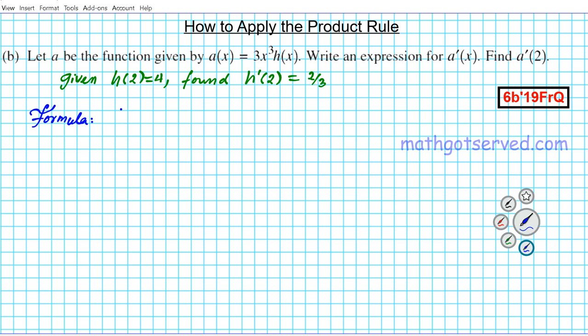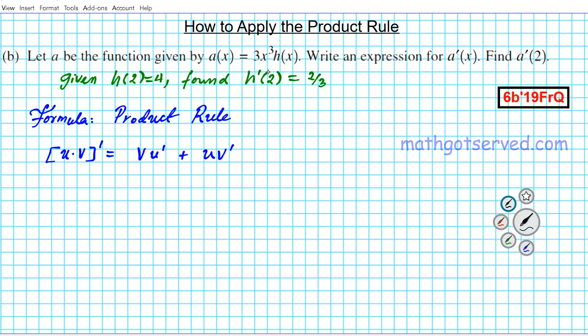The formula that we're going to be using is the product rule. So do you remember what the product rule is? All right, let's go over that real quick. If you have the product of 2 functions, u times v, the product rule just tells you that it's v u prime plus u v prime. All right, that's what the product rule is.